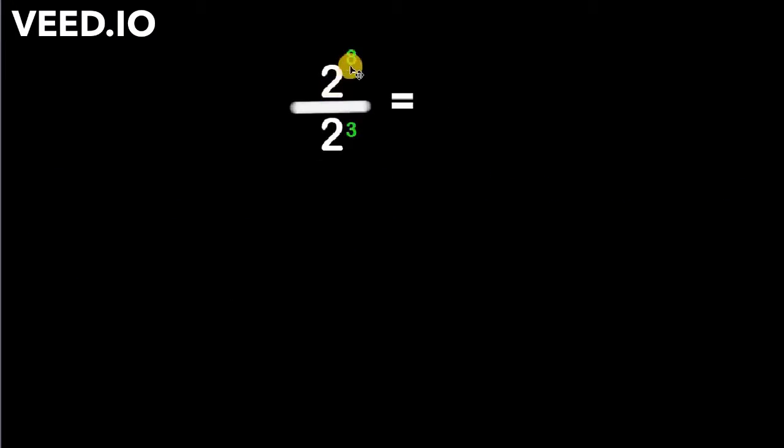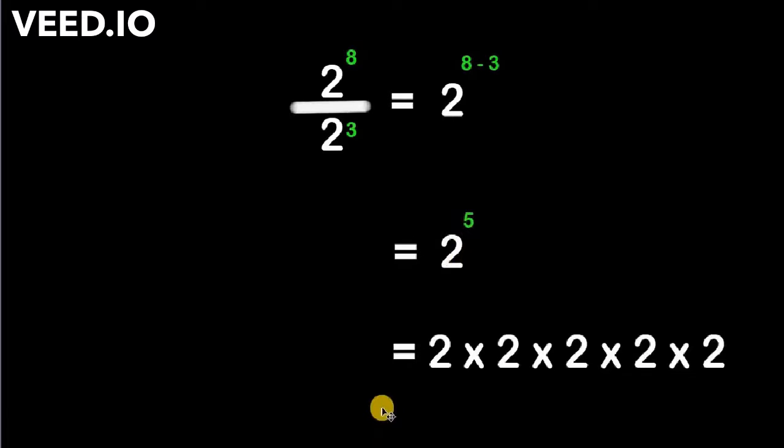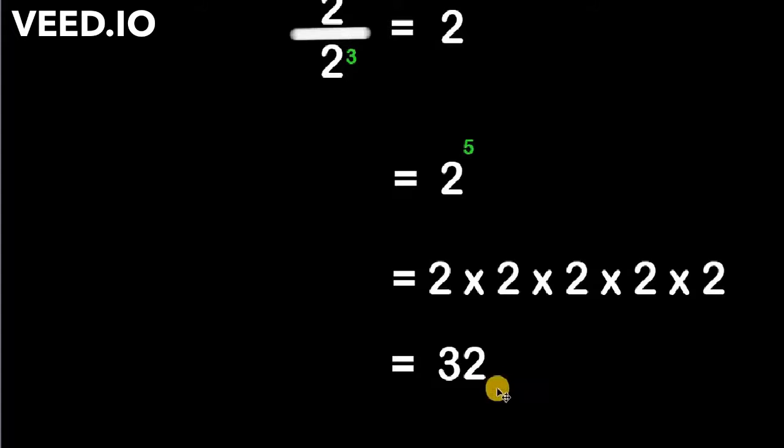2 to the power of 8 divided by 2 to the power of 3, which is equal to 2 to the power of 8 minus 3. On subtracting the powers, we get 2 to the power of 5. Now let us expand this 2 to the power of 5. So we are multiplying 2 five times, which is equal to 32.